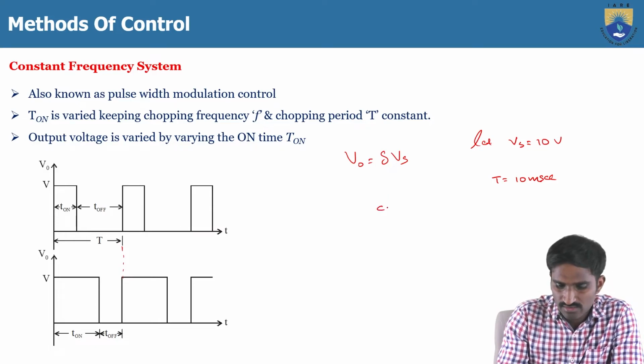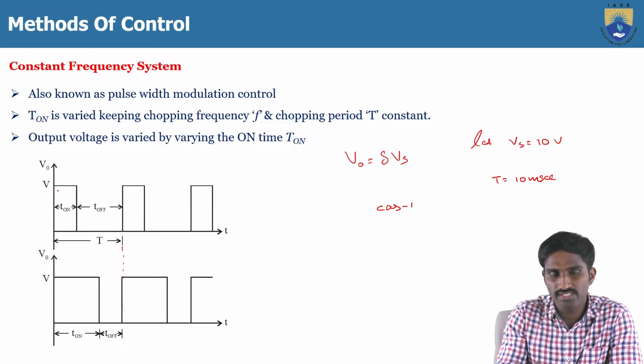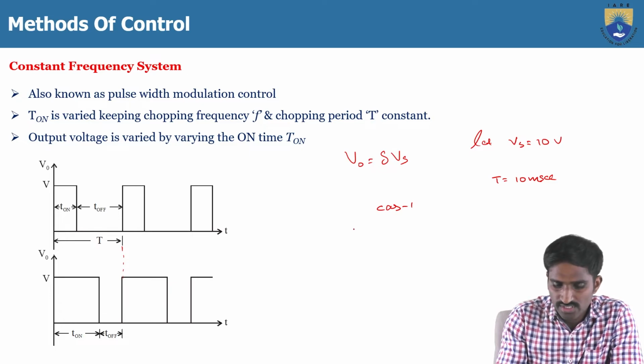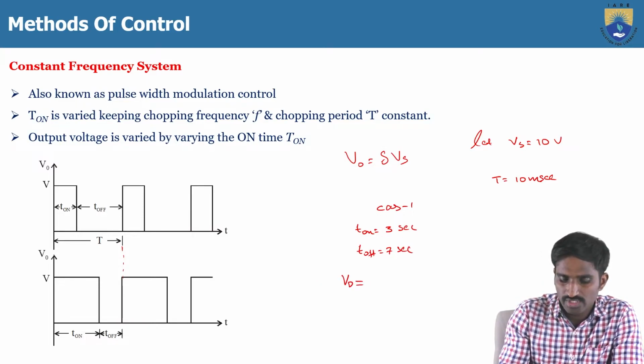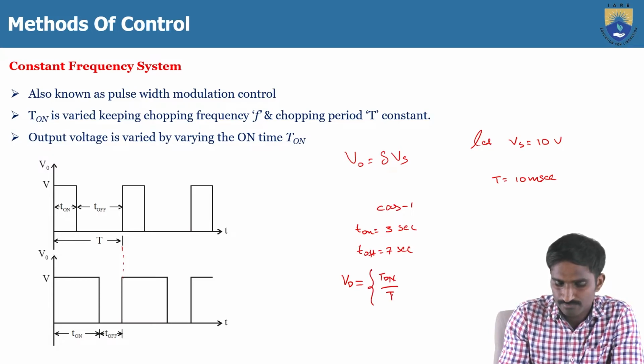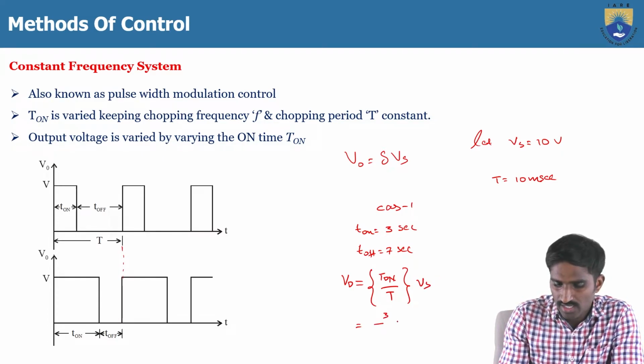In case 1, by keeping T constant, we are changing T on. By changing T on, we change the output voltage. Let me take the two cases. In this case, let T on be 3 seconds. Because the total time period is 10 seconds, if T on is 3 seconds, then T off is 7 seconds. Then V naught is equal to delta, which is T on by T, into Vs. Here T on is 3 seconds, the total time period is 10, and Vs is again 10. So 10 will get cancelled, and then you have 3 volts.